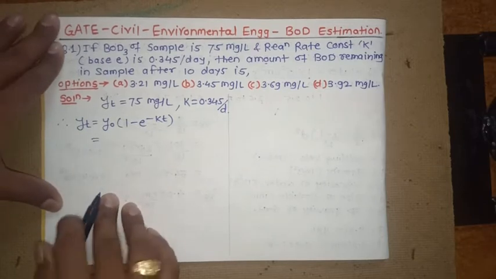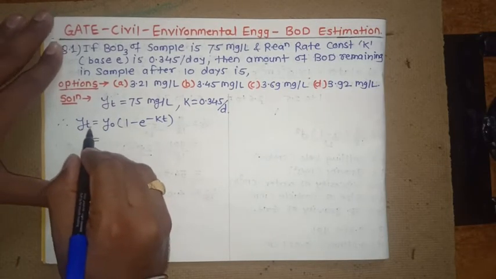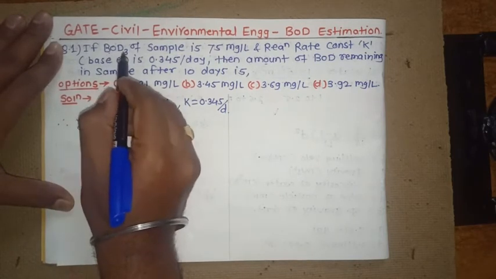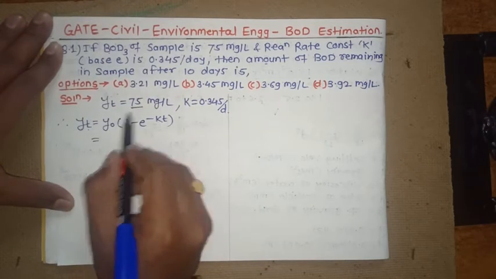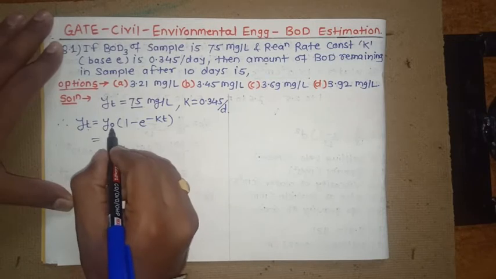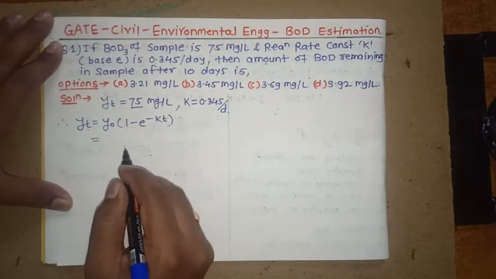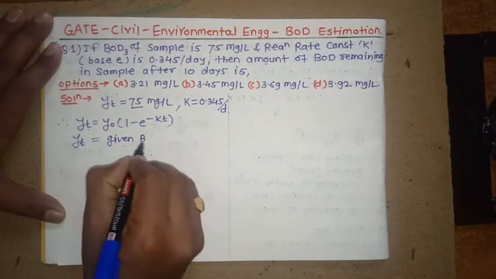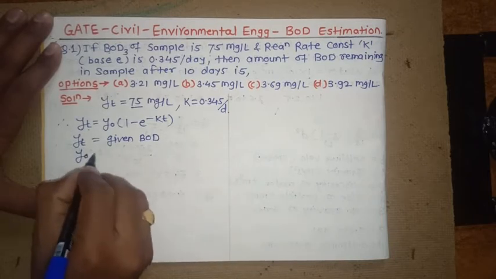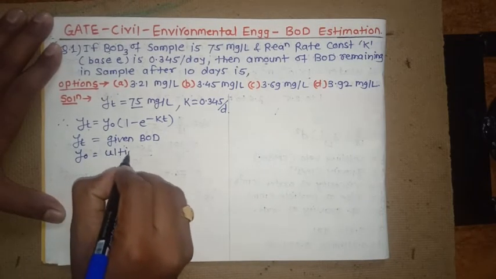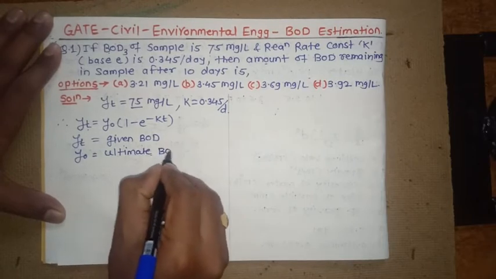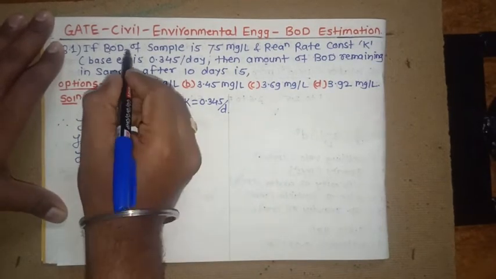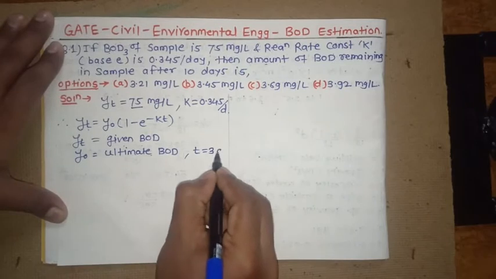So Yt is nothing but the BOD given at a given time period. For example, here BOD at 3 days is given, so Yt is 75, already we know. Y naught is nothing but the ultimate BOD. Okay, I am writing here: Yt, the given BOD, then Y naught, ultimate BOD, then K is the reaction rate constant and t is the time period in days. Here t is 3 days.